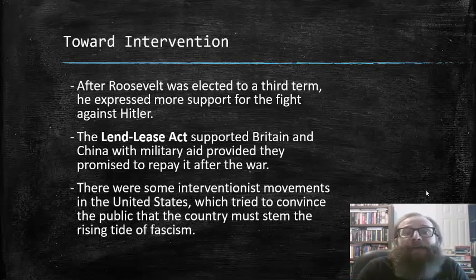The United States passed what was known as the Lend-Lease Act, which allowed countries like Britain and China to purchase military resources on a sort of loan type of program, provided they promised to repay it after the war. There were some interventionist movements within the United States as well, which tried to convince the public that the country must stem the rising tide of fascism around the world.